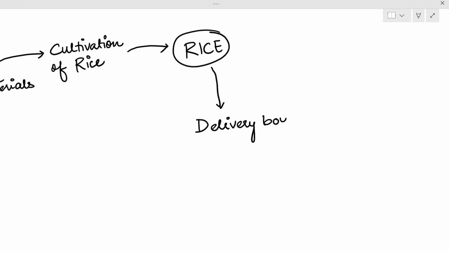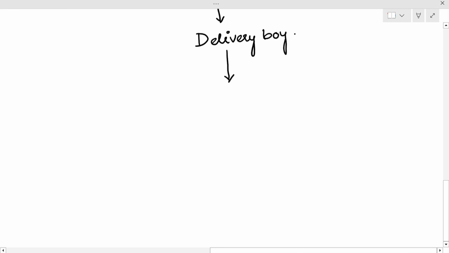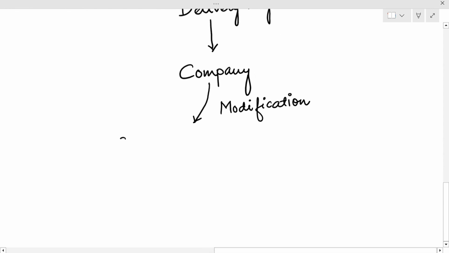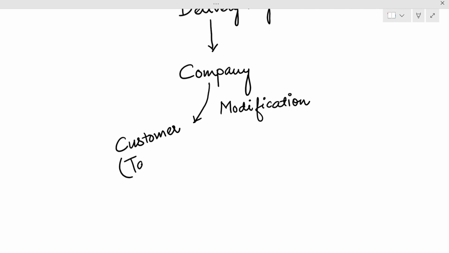Okay. This delivery boy will take that particular big sack of rice to the company. Like there are many companies of rice. Okay. Let's assume. Now what this company will do? This company will put some brand, will do some packaging. Okay. So we can say modification. After modification, the rice will reach the consumer or customer, which is the target. Okay.